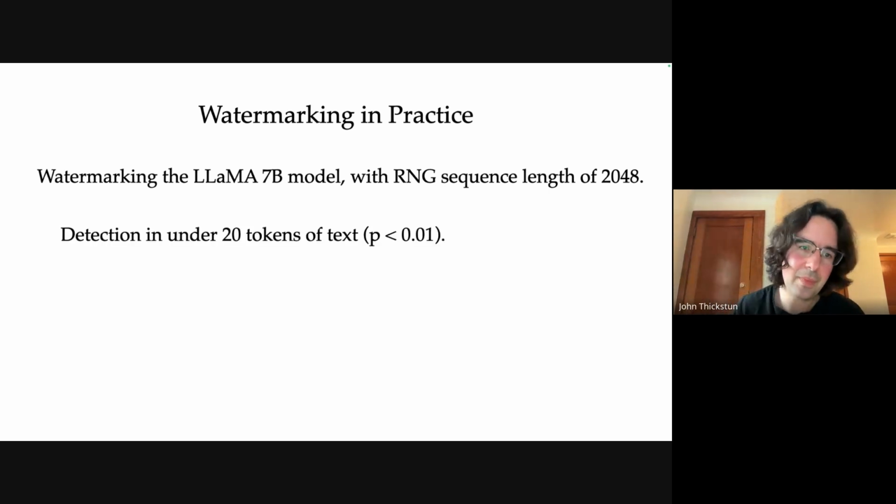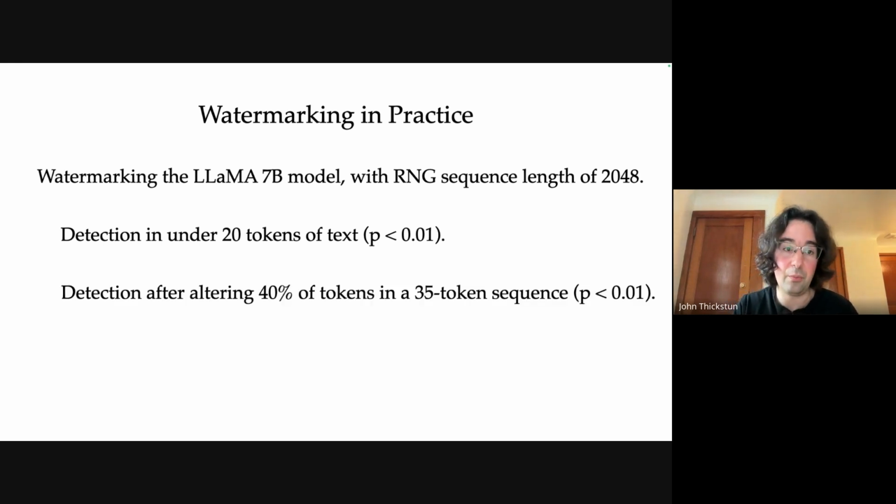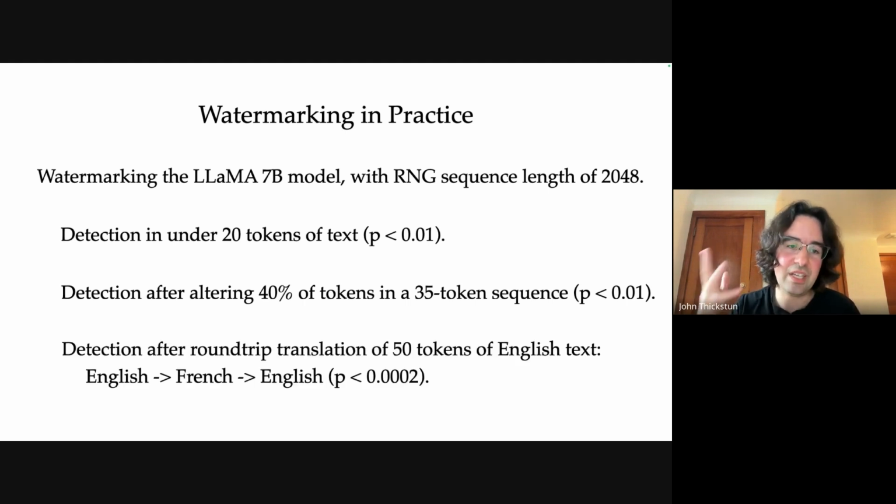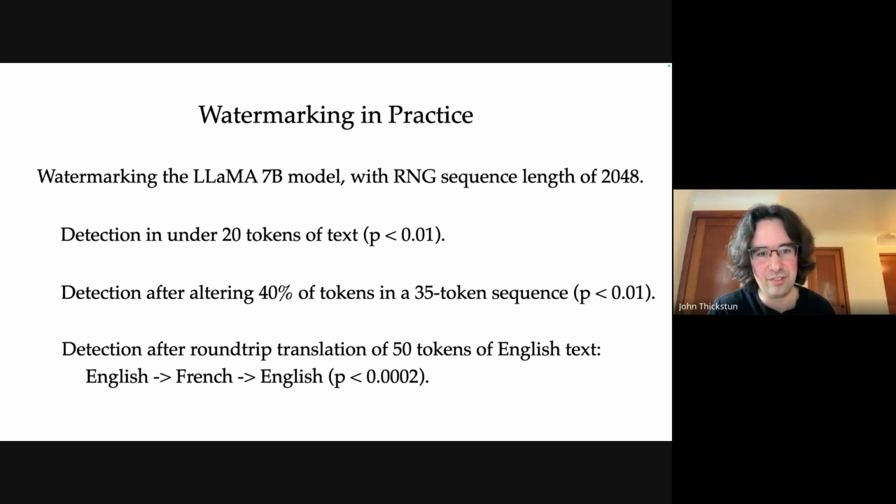Using this setup, we can detect the watermark in under 20 tokens of text with a pretty reasonable p-value. We can detect the watermark after altering up to 40% of tokens in a 35 token sequence, again with a pretty strong p-value. And we can even detect the watermark after a round trip translation of 50 tokens of English text into French and back to English again, with comical p-values.